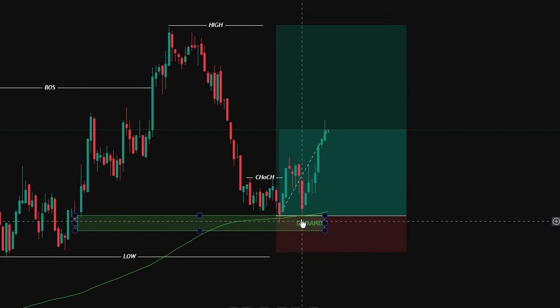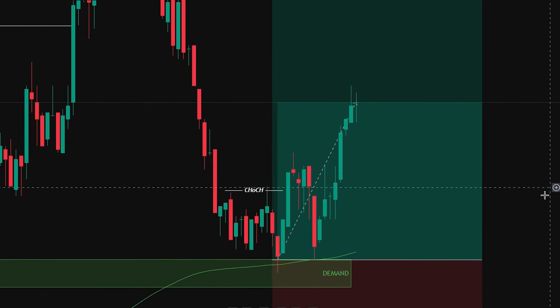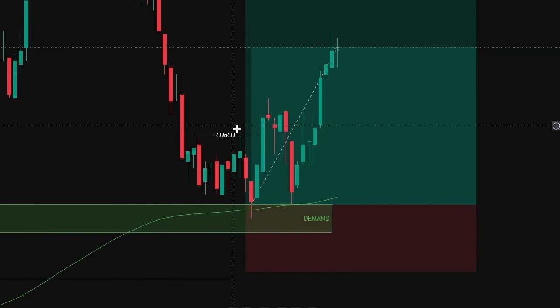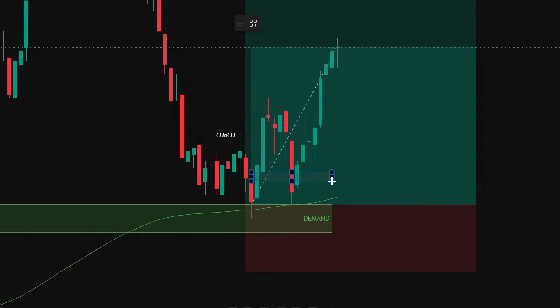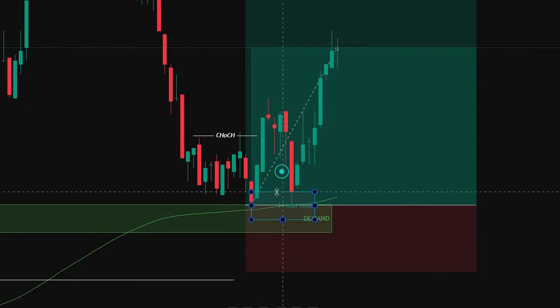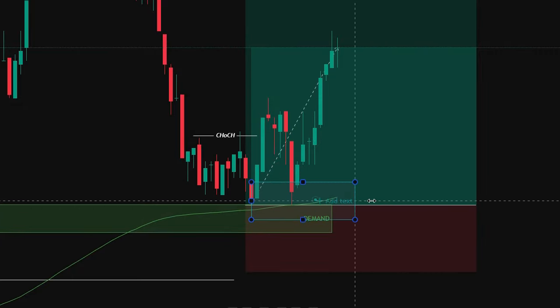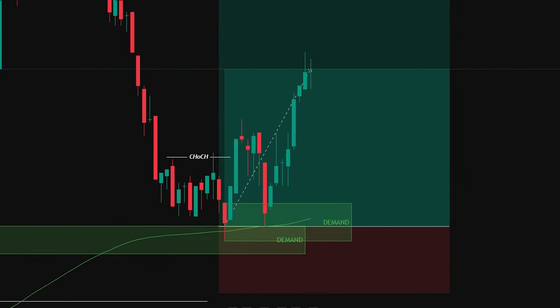Now you can see that it has tapped the demand zone again. The reason is that before the change of character, another small imbalance zone was created, and this is an FVG. If you miss your entry in the first area, then you can enter at this newly created imbalance here, which is actually a new imbalance demand. You can enter your trade from this area too.